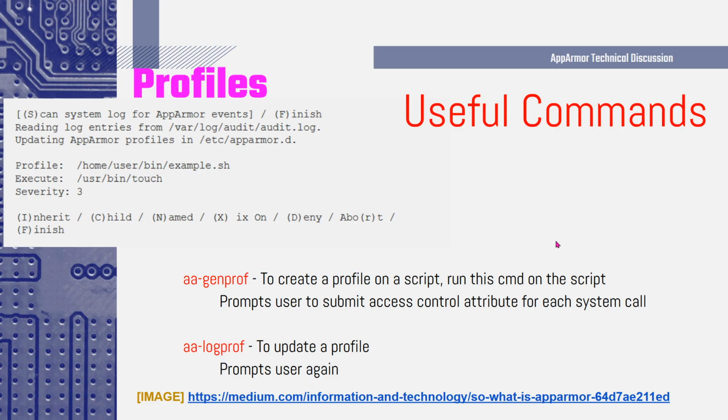A couple other useful commands. aa-genprof, generate profile. This is how we can create a profile for a script, and it will walk us through the script and prompt the user to submit access control attributes for each system call. When we want to update the profile, we'll use this command, aa-logprof, log profile.